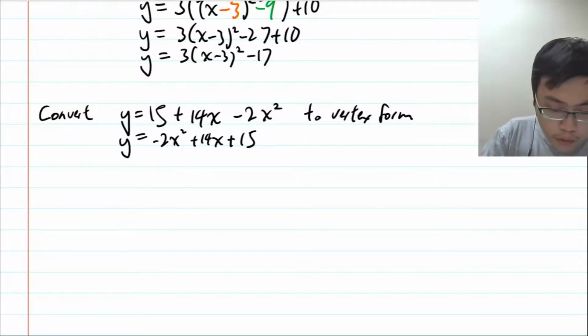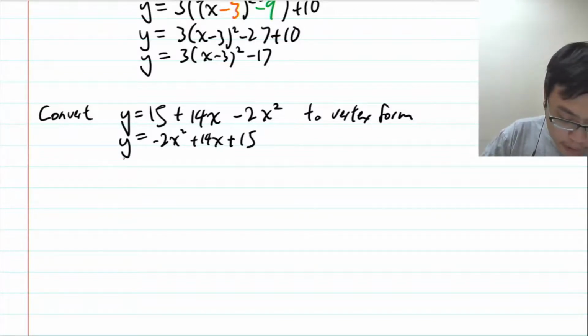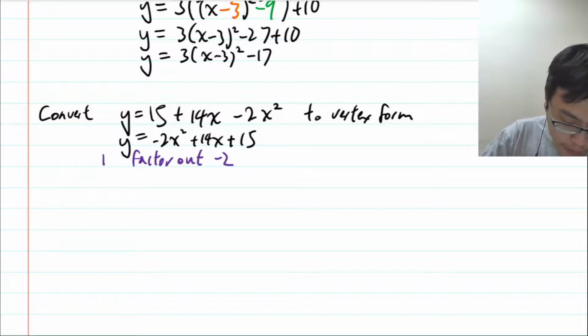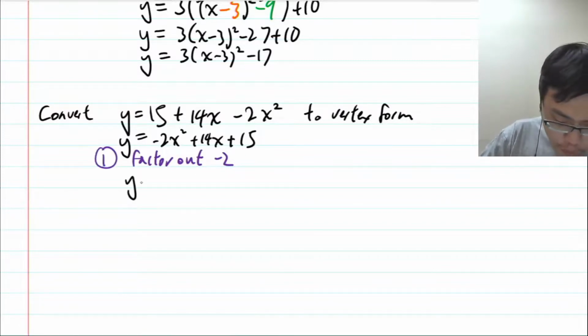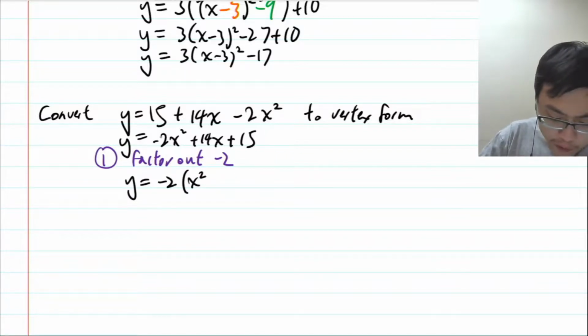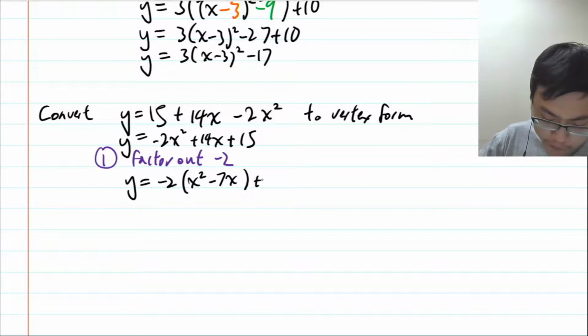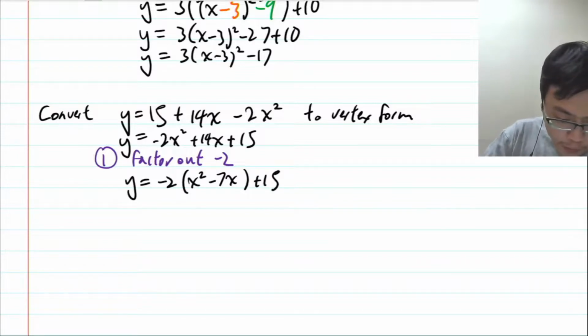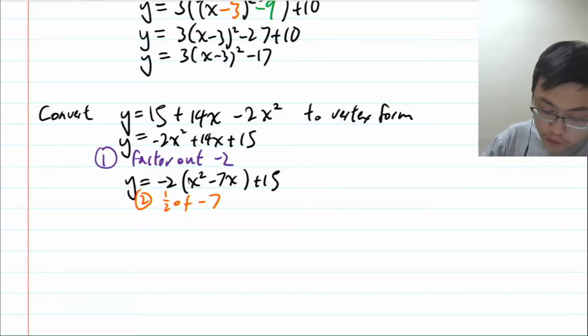Okay, now what we're going to do is we're going to take negative 2 out. So we're going to factor out negative 2. First step, factor out negative 2. So when we factor out negative 2, we have y equals negative 2, and this becomes x squared. 14 divided by negative 2 will be negative 7, so it's minus 7x. And then we have our plus 15 outside, and then second step, we're going to take half of negative 7. So we'll have a fraction over here.